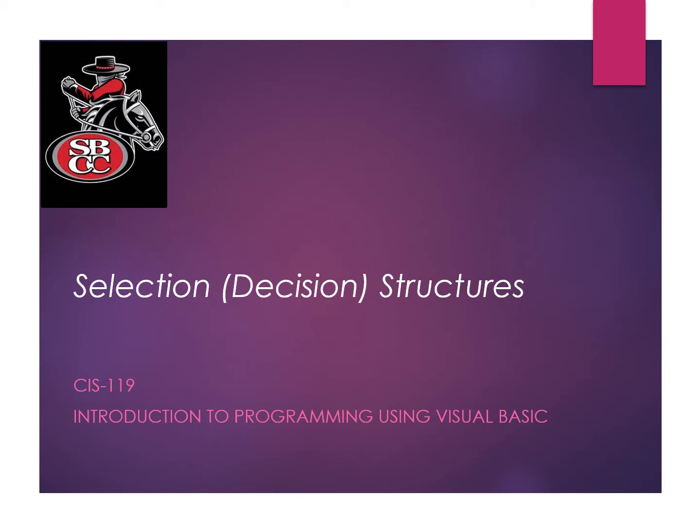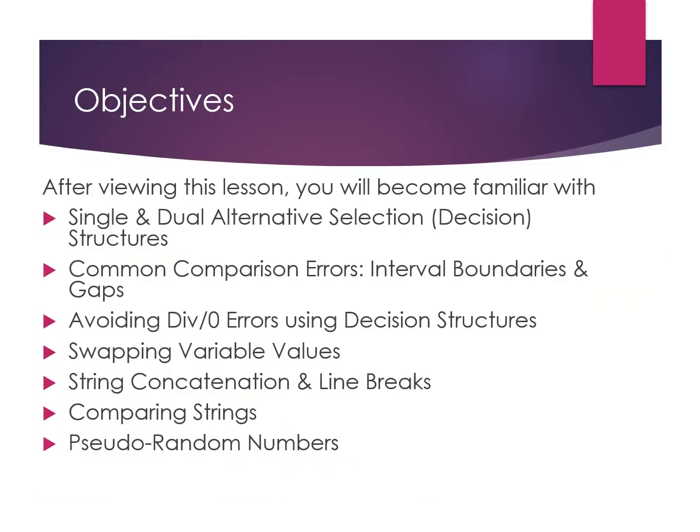Welcome to this lesson on selection structures. After viewing this lesson, you will become familiar with single and dual alternative selection structures, common comparison errors, interval boundaries and gaps, avoiding divide by zero errors using decision structures, swapping variable values, string concatenation and line breaks, comparing strings, and pseudo-random numbers.